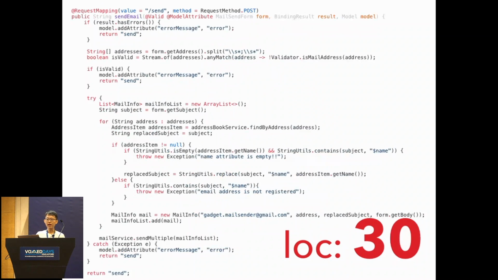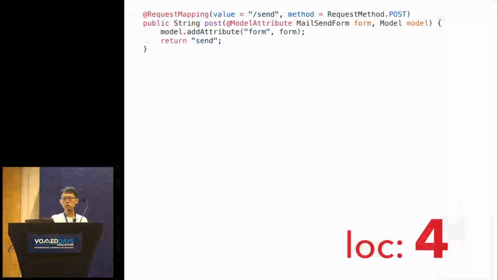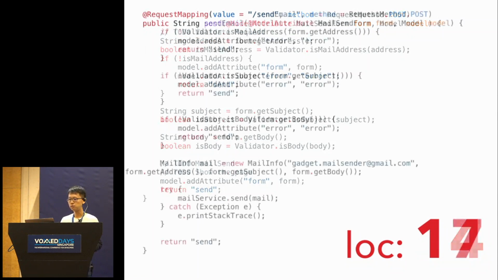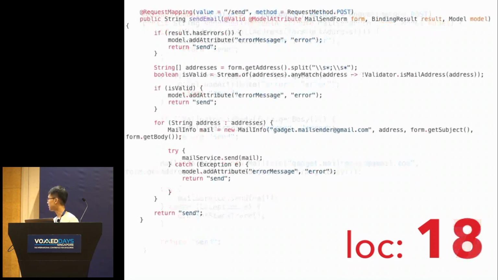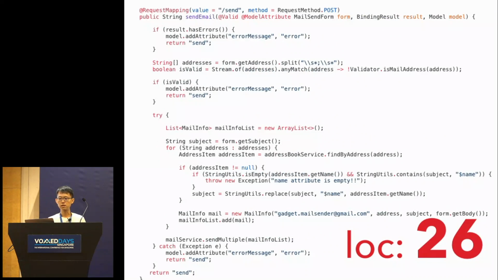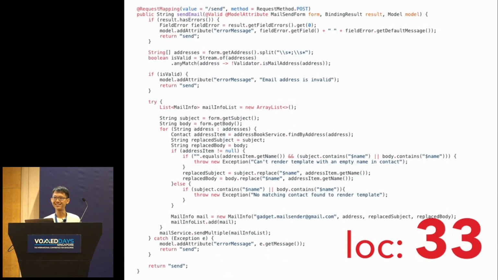This code, over 5 days, let me replay the animation again. Over 5 days, it grew from 4 lines to 14 to 17, and gradually 23, 26, 34, or 33. When you see this evolution, what does it remind you of? Does it seem familiar? This evolution.